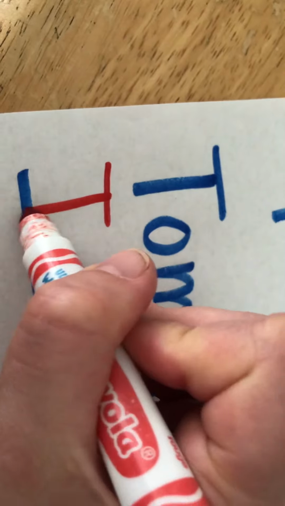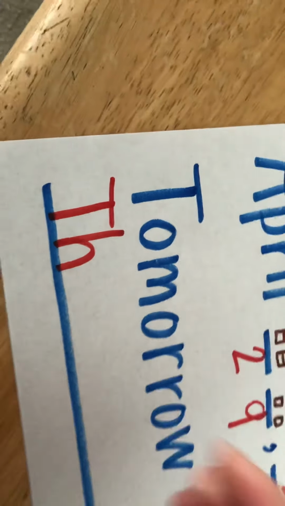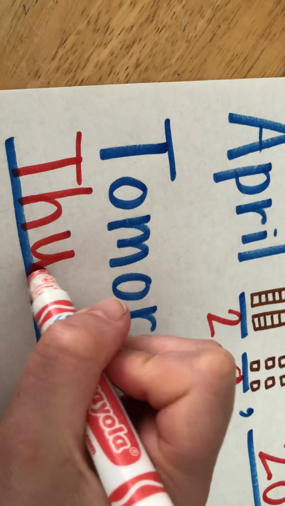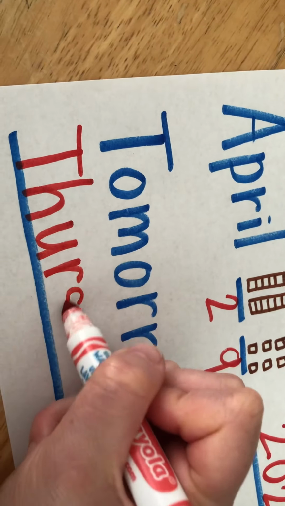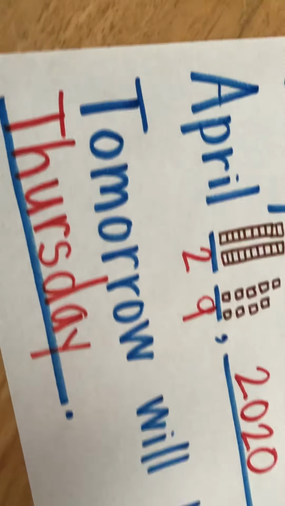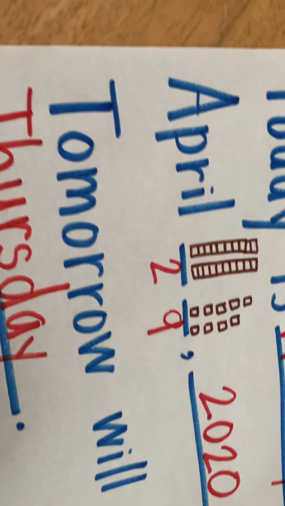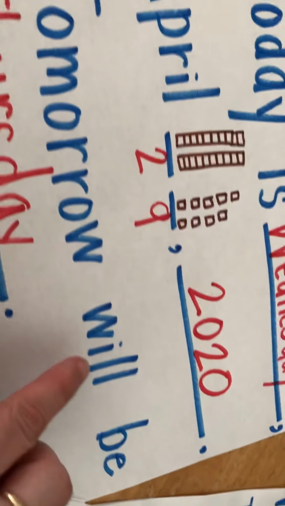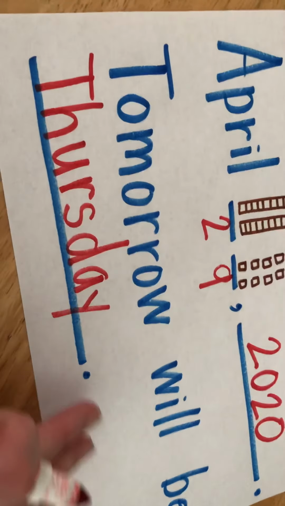Tomorrow is Thursday. Do you remember the 2 letters like thumb? Thursday. Thurs. And then day. And there's my period because I'm telling you what tomorrow is. Let's read it. Tomorrow will be Thursday. Excellent.